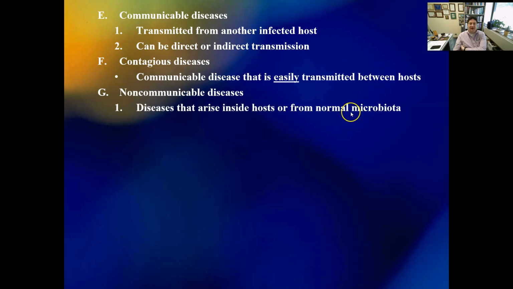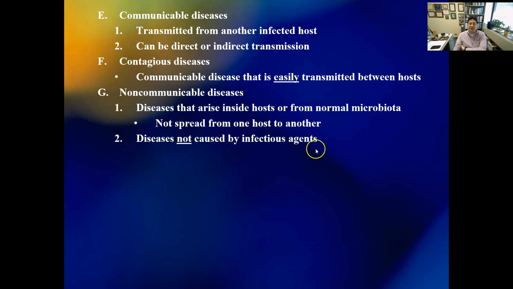Non-communicable diseases are those that arise inside you or from normal microbiota, opportunistic pathogens inside you. They're not spread from one host to another. Non-communicable also includes diseases not caused by infectious agents: cancer, diabetes, genetic disorders, etc. At least most cancers. So it could be a disease that arises inside the host or from the host's normal microbiota, or something that's not caused by a microbe.